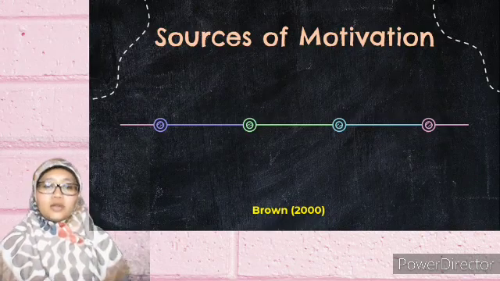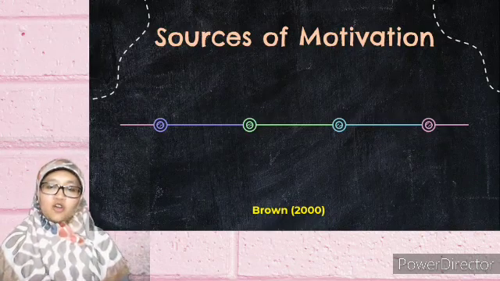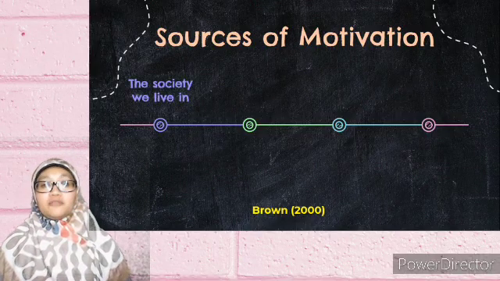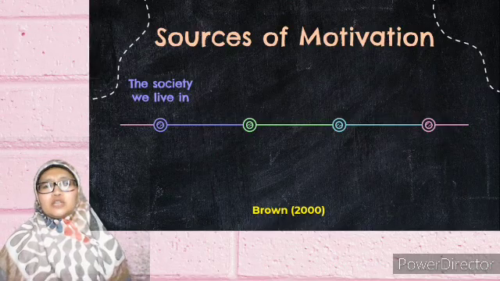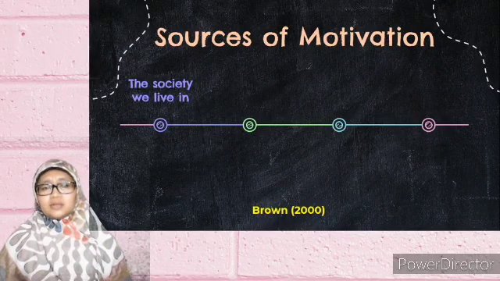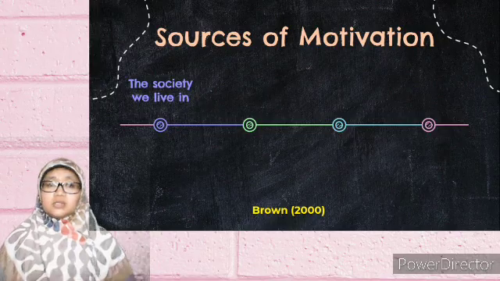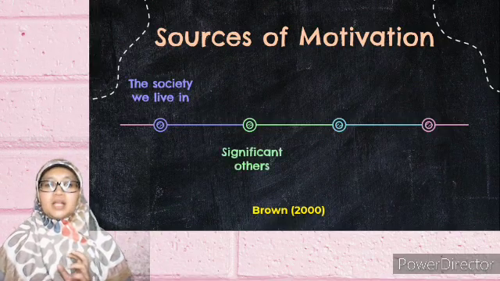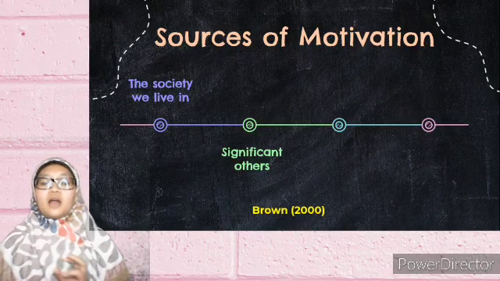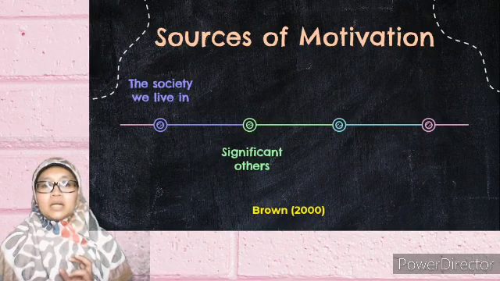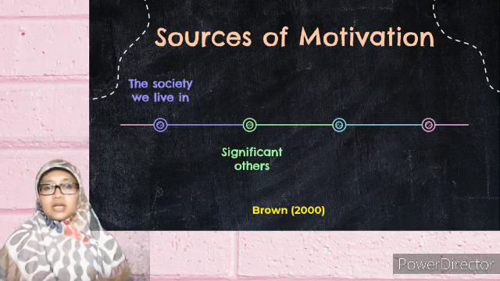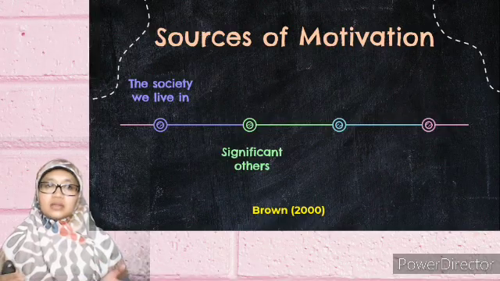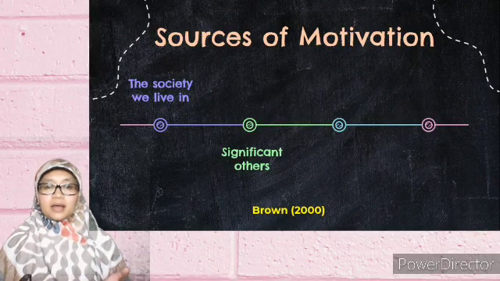According to Brown, there are four sources of motivation. The first one is the society we live in. Is English used in everyday conversation, or is it only learned in a timetabled classroom? This could be the first source of motivation. Next is the significant others. It means that whenever someone learns a language, they are affected by them.